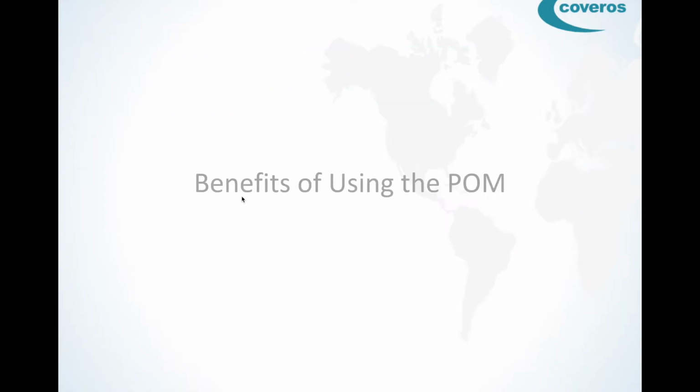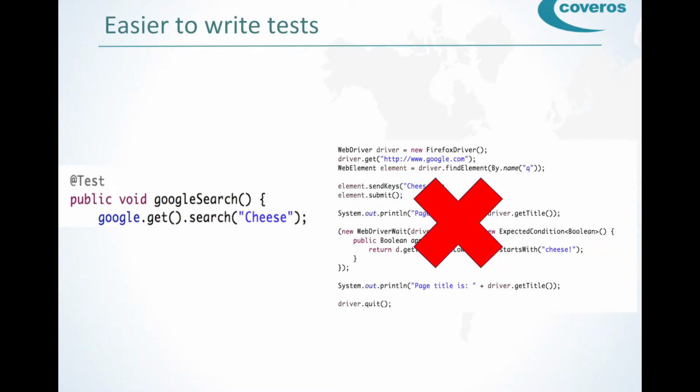Now, there are many benefits to using the page object model. The first is that our tests are just easier to write. So what we're looking at is a Google search that's been written with Selenium. The code on the left represents what happens when we write that test using a page object model framework. And the one on the right represents what happens when we use the native Selenium syntax to write the test.